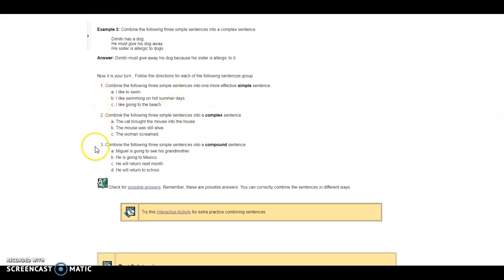They're going to give you 3 questions here where you're just going to take statements that are simple sentences and turn them into better simple sentences or complex or compound sentences. And again, you can click for possible answers here, but keep in mind that there isn't one correct answer for each one of these. You can come up with a variety of different ways to write these sentences. And then lastly, if you want extra practice, there's an interactive activity that's going to go over how to combine sentences again, so you can take a look at that as well.